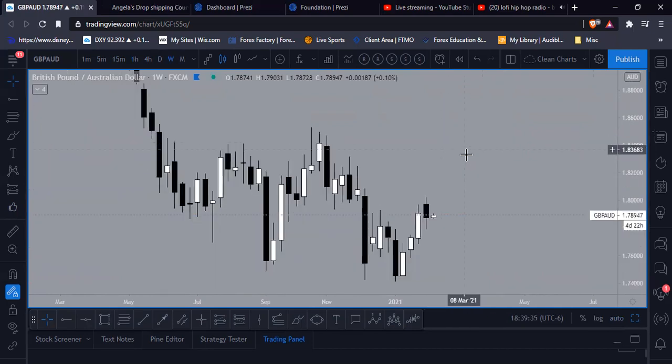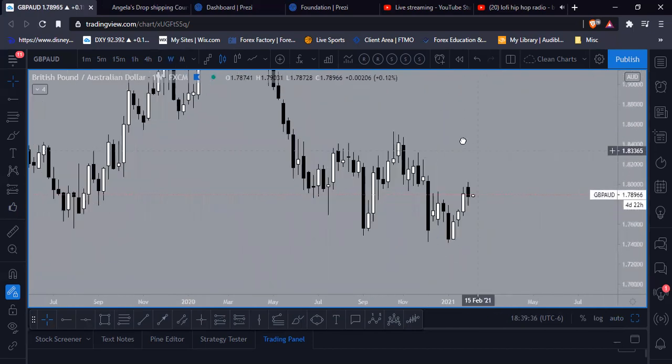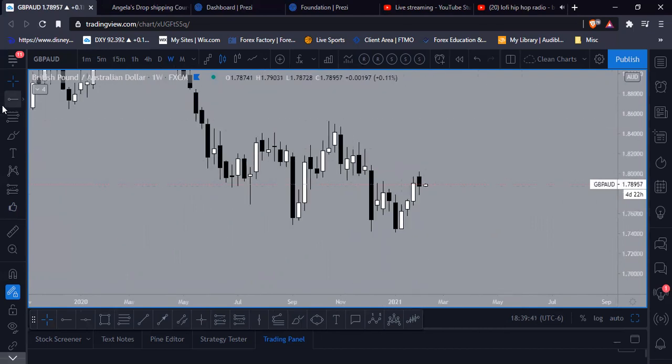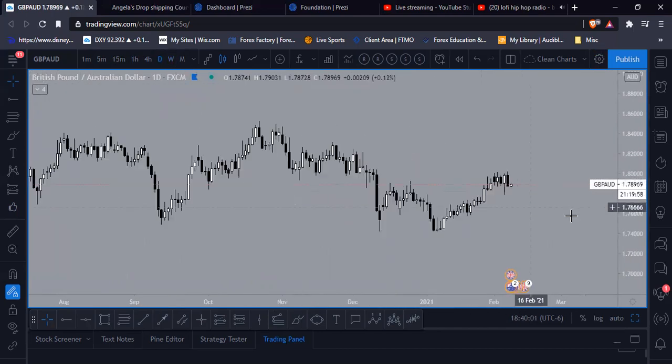So GBPAUD, I was definitely looking for some type of sells on here when price had pushed up this high, but then on the weekly time frame, this isn't necessarily looking like sell money. Price did drop low, push up a little higher, came back lower, acted like it wanted to drop even lower, did a little stop hunt, then pushed to the upside. Let's go into the daily time frame.